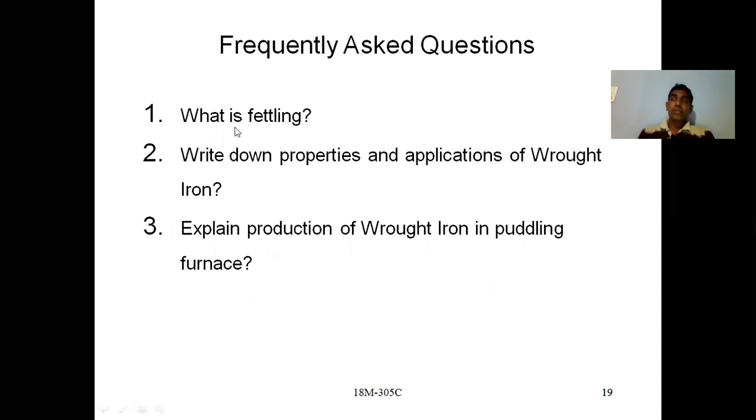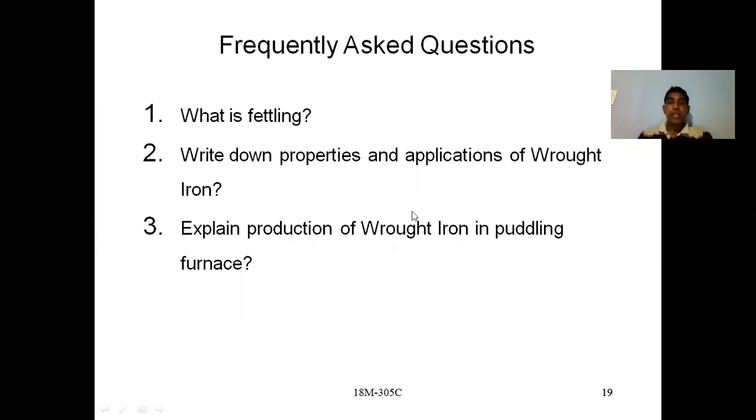What is fettling? Oxidation of impurities present in the pig iron at high temperatures in a furnace is known as fettling operation. Write down the properties. What properties does it have? It is soft, tough, and has low strength. It has corrosion resistance, weldability, and forgeability. For applications, we can use it for railway couplings, plates, boiler tubes, and pipe fittings. All these are applications of wrought iron.